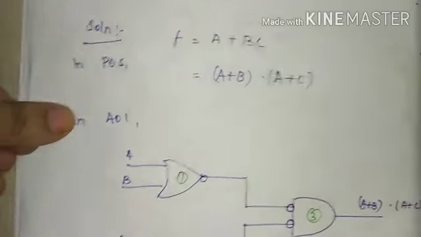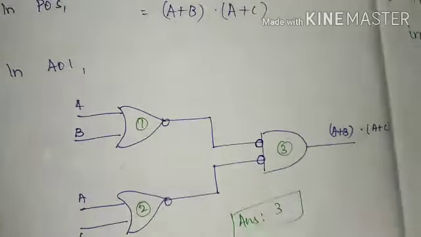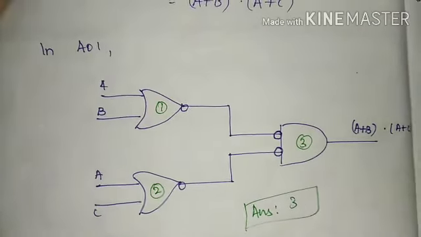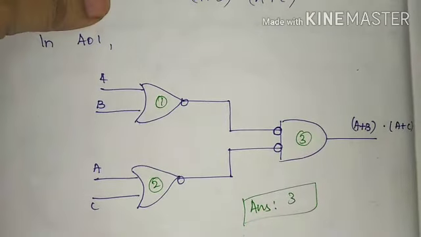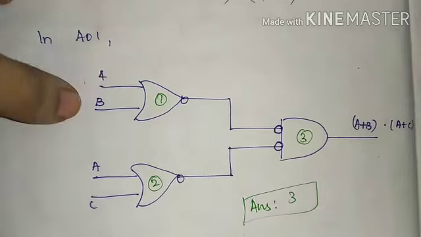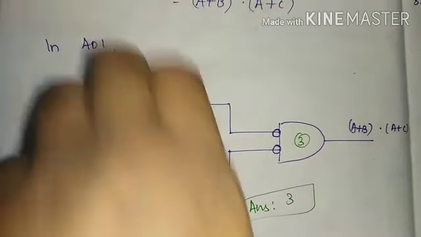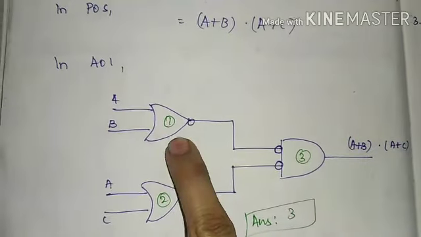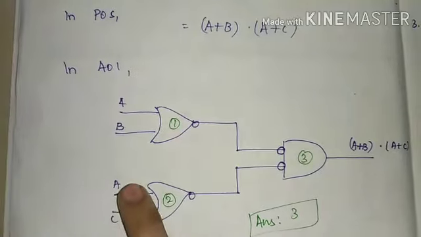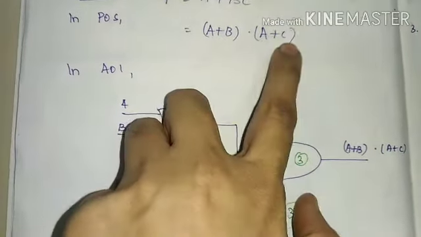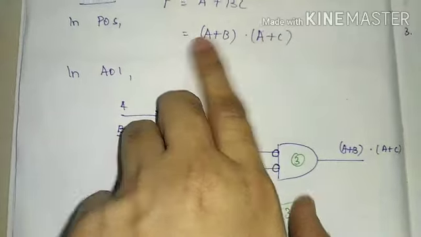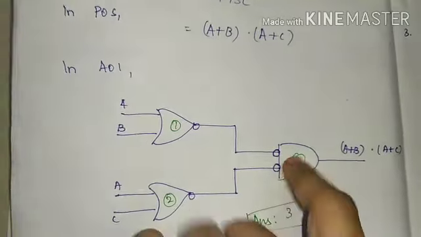Then our next step is to find the AOI form. AOI is AND-OR implementation. See here, A, B enter into the OR gate, and then A, C. A or B, A or C. Again these two are producting together.